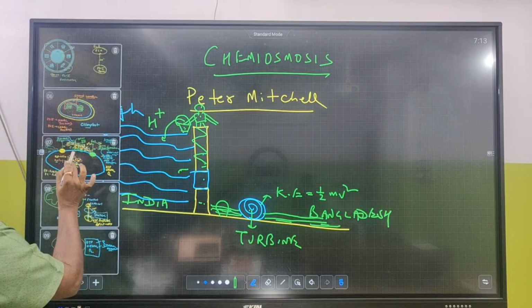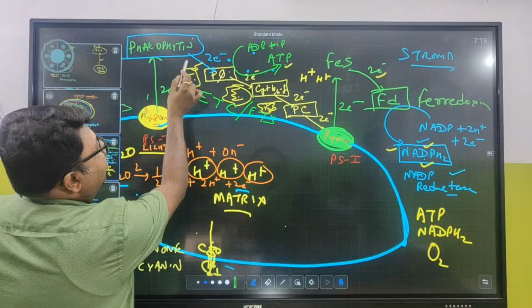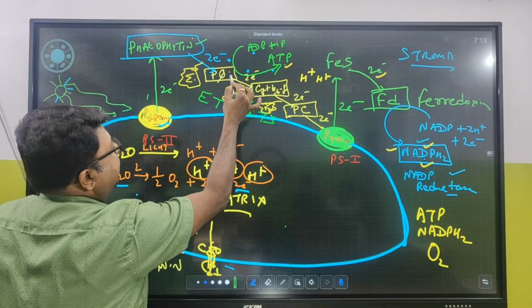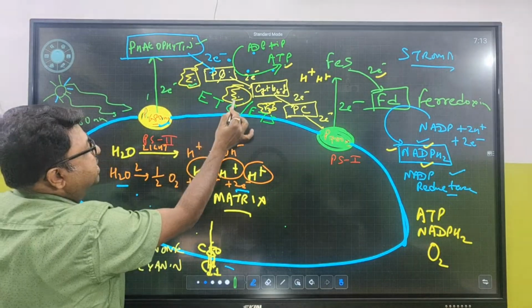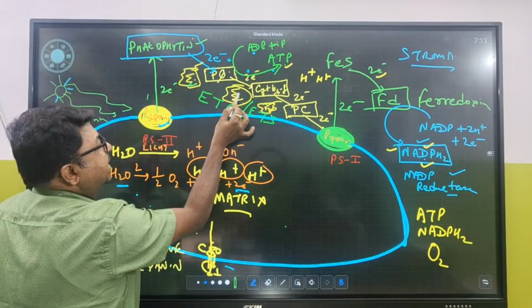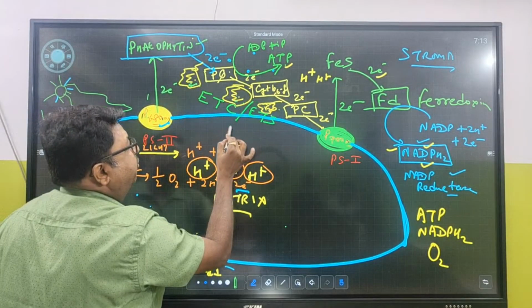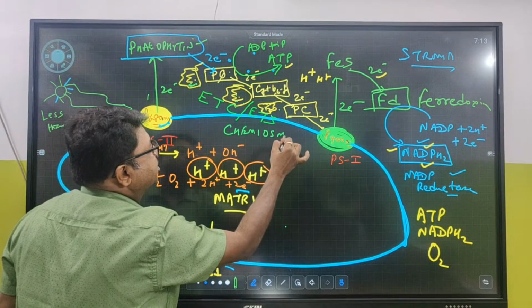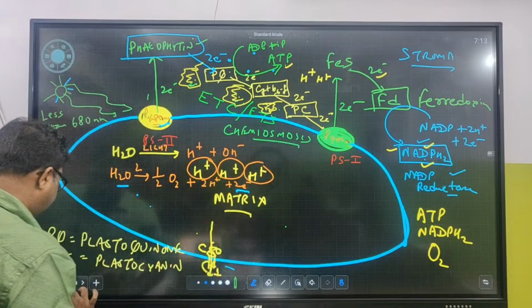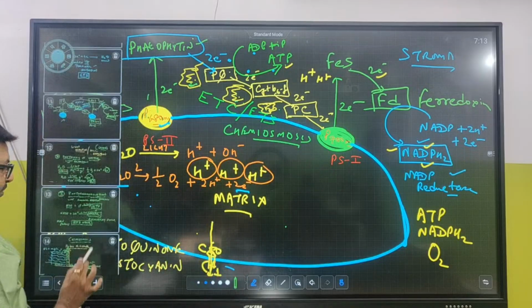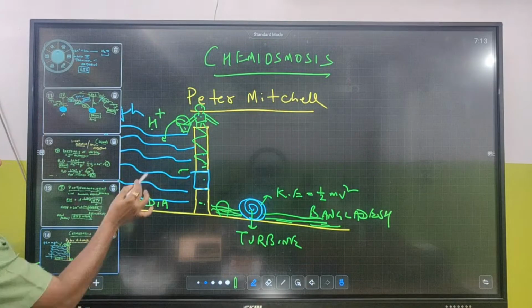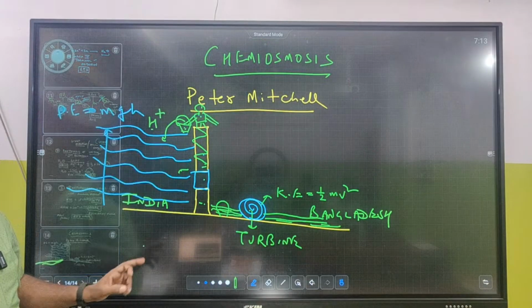Remember I have talked about when the electron flows from one carrier to the other, then some of the energy comes out. This energy is required for chemiosmosis. Taking this energy, what was Arijit doing? Making a gradient of H plus ion.